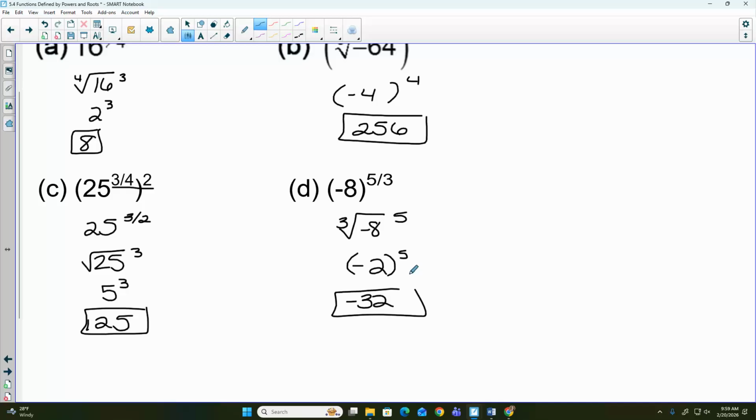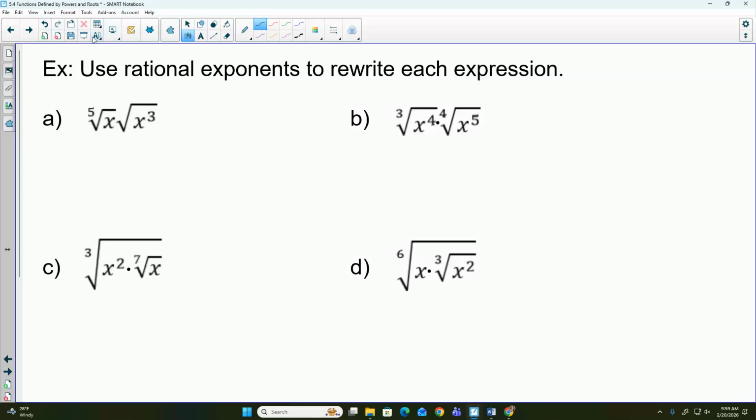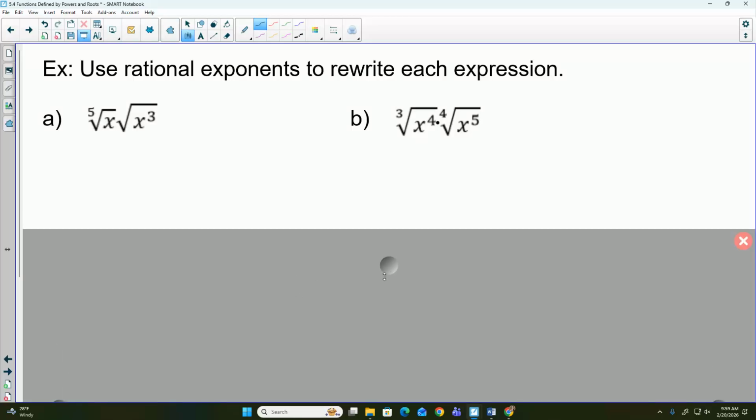All right. Any issues so far? So we understand how to evaluate these, how to go from a fraction exponent to radicals. So let's try some then with variables in them. Use rational exponents. That means use fraction exponents to rewrite these things.